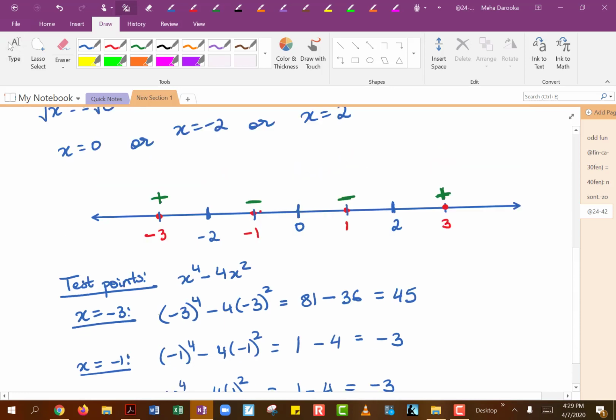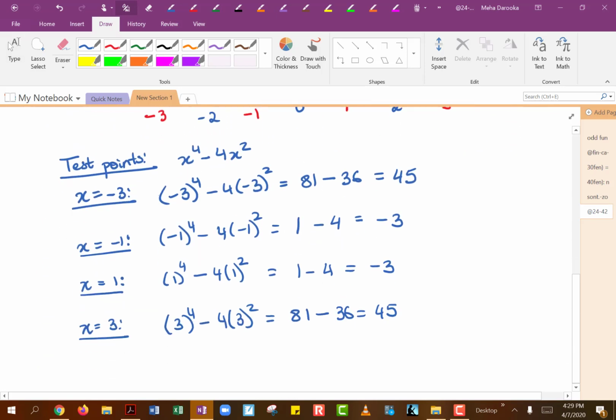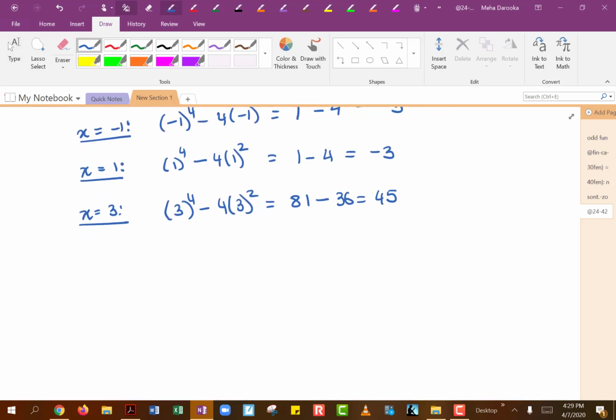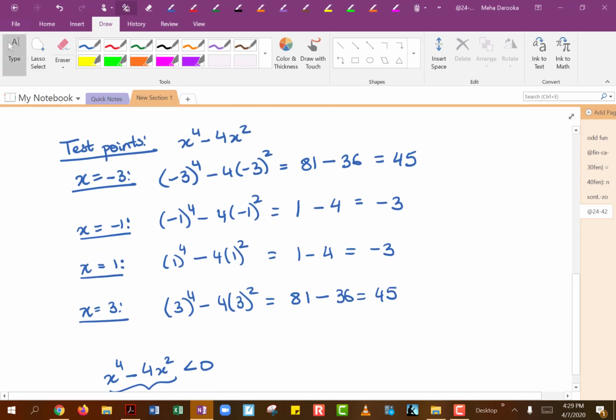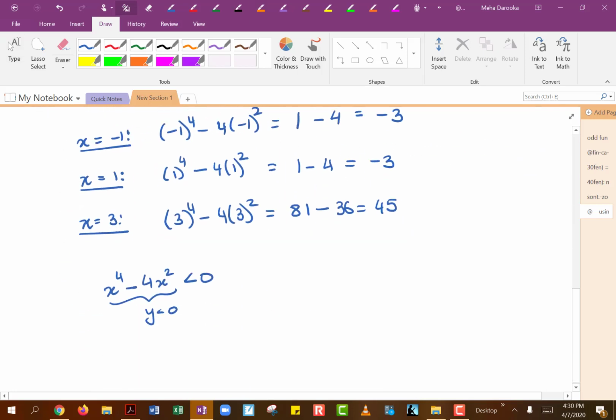So now your inequality was where are your function values going to be less than 0. So your inequality is asking you where are these y values going to be less than 0, which means they are negative, and that's of course going to be in these two intervals right here, right? So that's going to be from -2 to 0, so that's going to be this interval where my y values are negative, and it's going to be this interval where my y values are going to be less than 0.